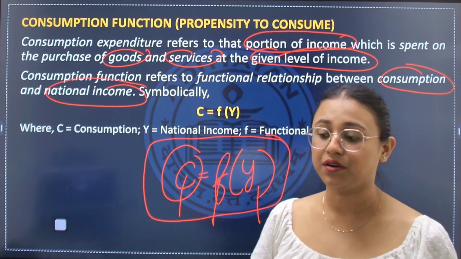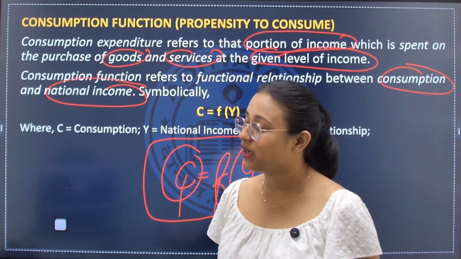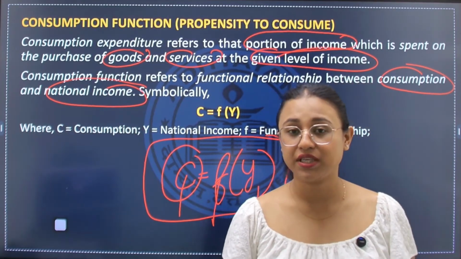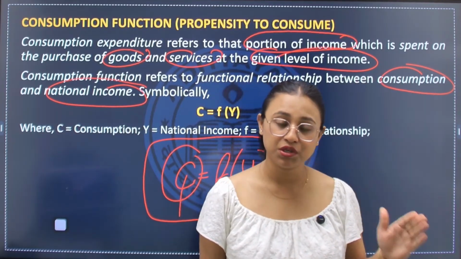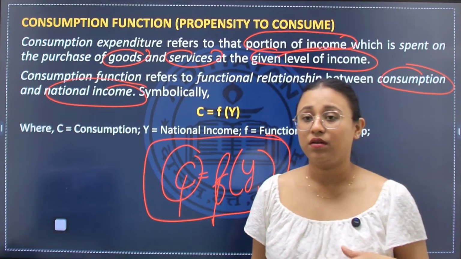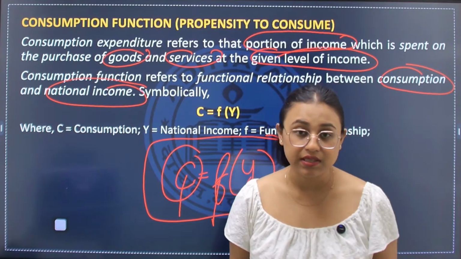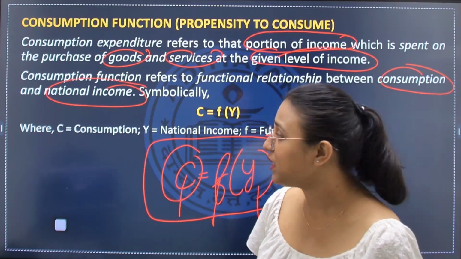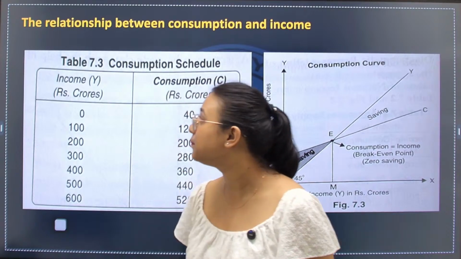I hope you are clear with the basic meaning of our topic in today's class, which is consumption function, which shows the functional relationship between consumption and income, showing how much portion of the total national income we use on consumption of various goods and services. Fine. I hope you are clear with this slide.